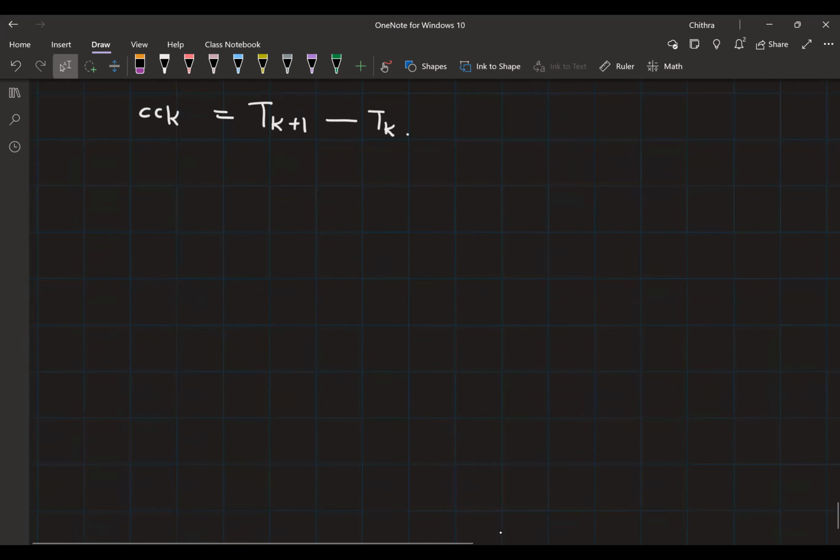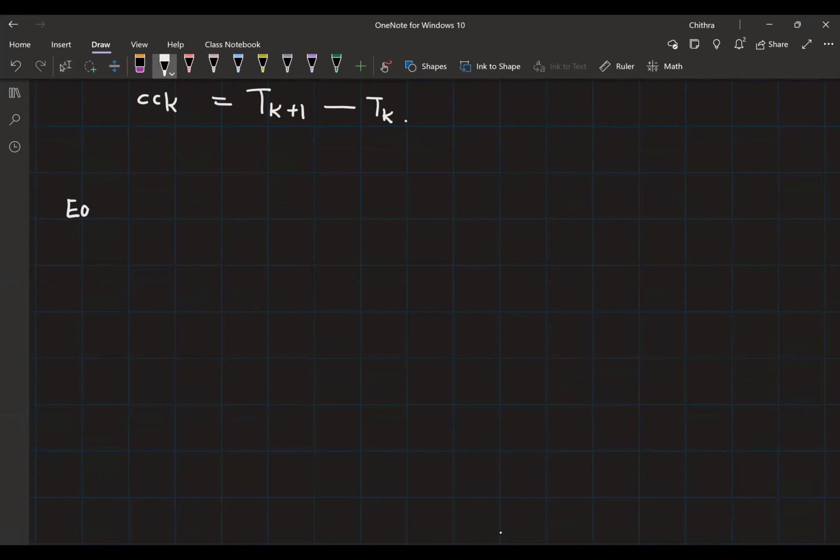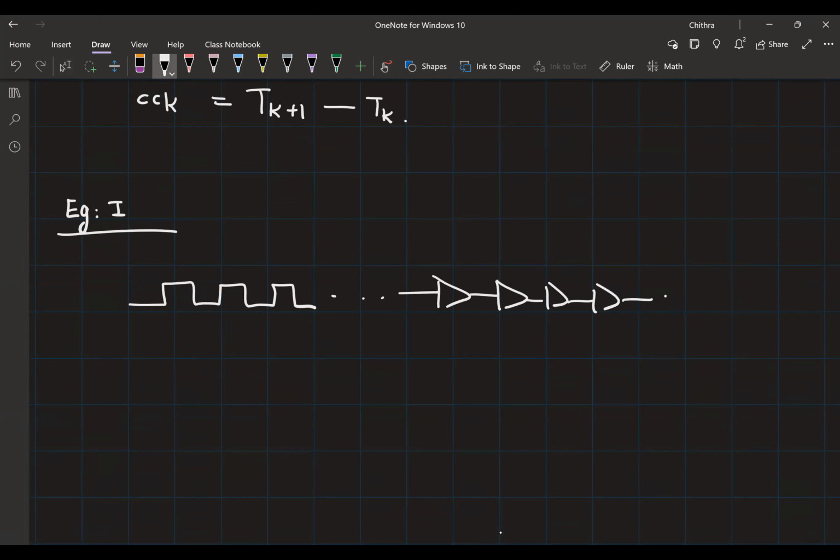Okay, so the first case I'm going to give you is, let's say I pass a clock signal through a delay gate. So I will get the same clock signal at the output, but this delay chain is now going to add noise, right? So the output clock is going to be more jittery. So to characterize this, what sort of jitter definition should you use?